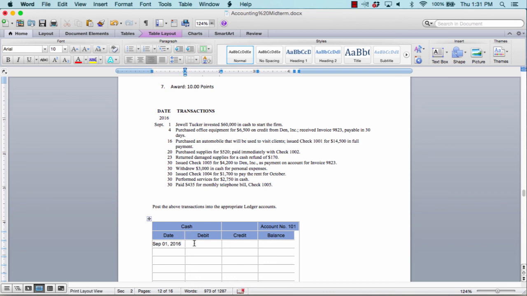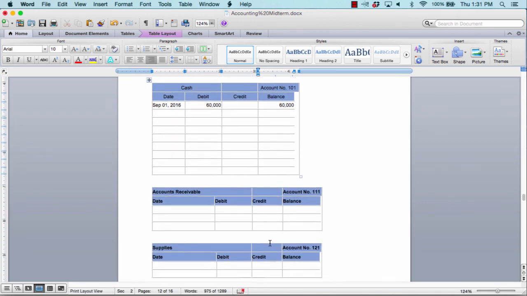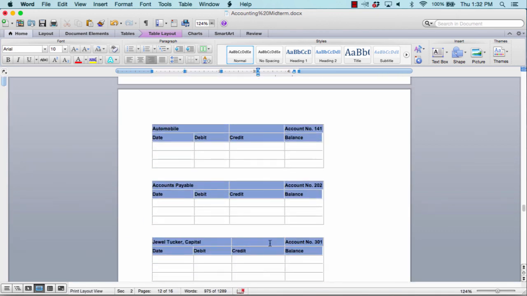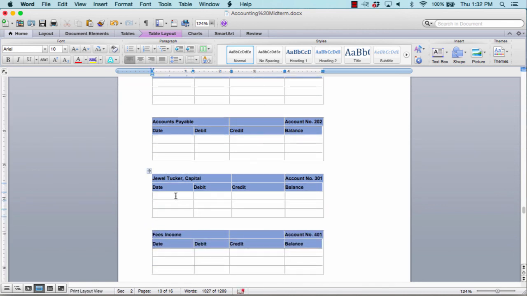And you are going to increase the cash account, so it's a debit of $60,000. And then you put the balance of $60,000. And you know that it also affects owner's capital. So you're going to go down to owner's capital, and you're going to put down September 1st, 2016. It's going to be a credit of $60,000. And then you put down $60,000. Okay?